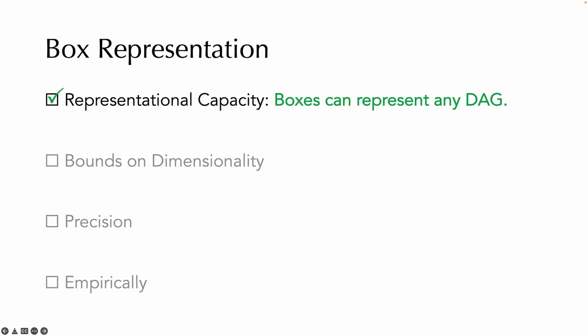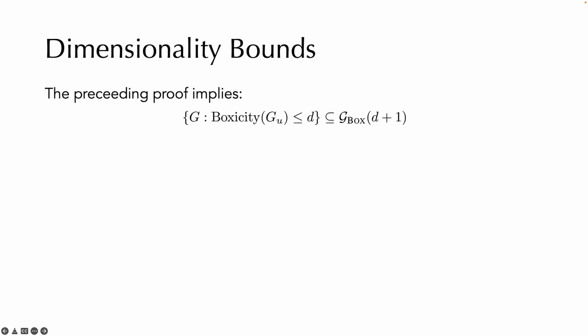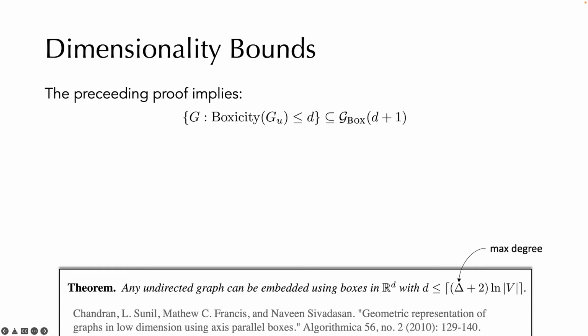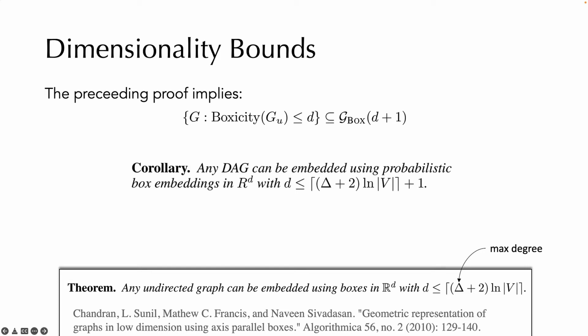Now that we know that boxes can represent any DAG, the natural question is, what dimension is required? An immediate consequence of our proof is that DAGs can be embedded using probabilistic box embeddings in at most one more dimension than the boxicity of the graph ignoring edge direction. Thus, any result on boxicity can extend to a dimensionality bound for probabilistic box embeddings. Specific bounds involving characteristics of the graph are available, but the best general result proves that the boxicity of a graph is bounded by the max degree times log of the number of nodes, and thus the bound for directed graphs is 1 greater.